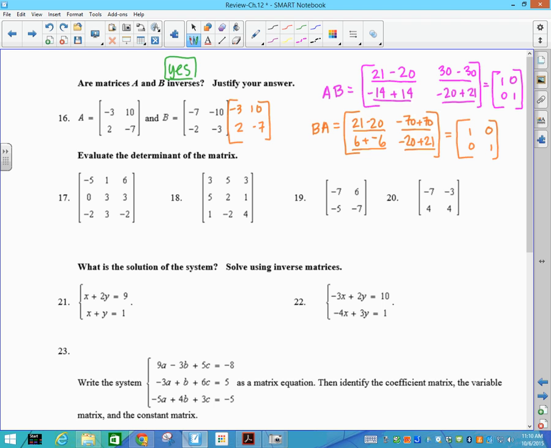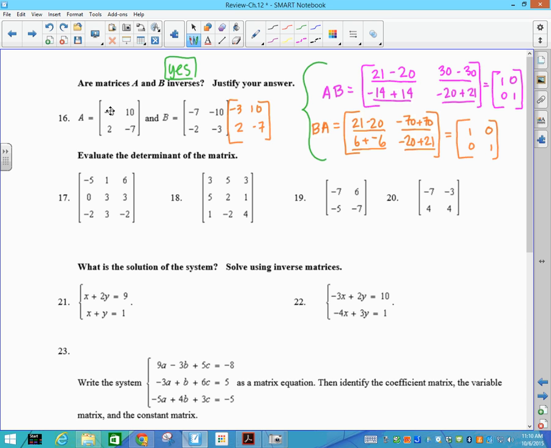How did I justify my answer? By doing this right here. Okay? Now, the other method I talked about in some of your classes, if you want to tell me they're inverses, you can take one of them and calculate the inverse, but you got to show me all the steps of how to calculate the inverse if that's what you want to do.